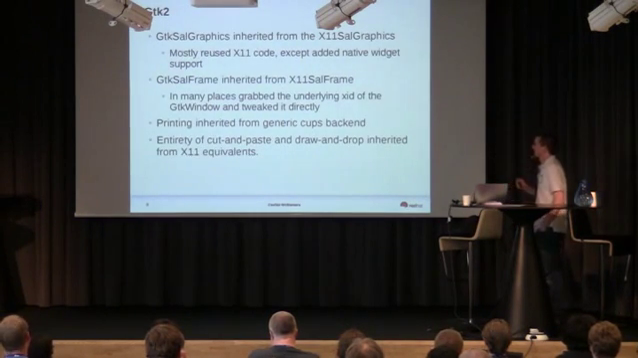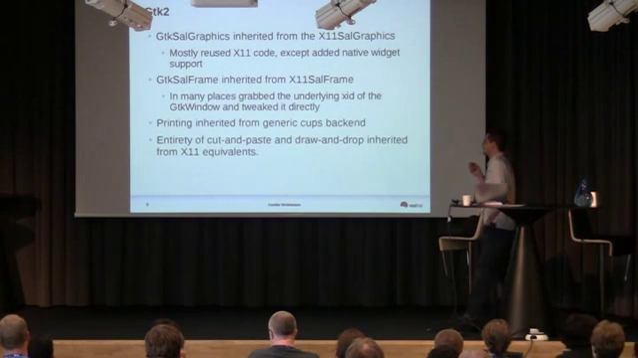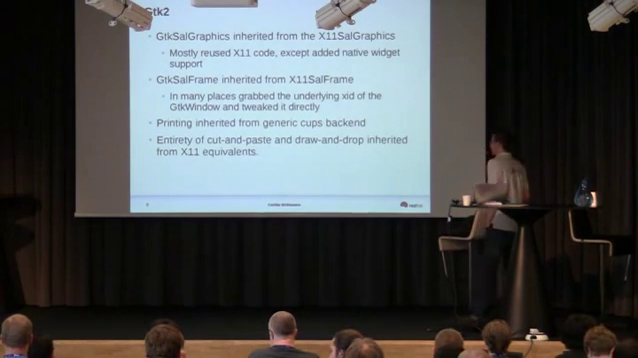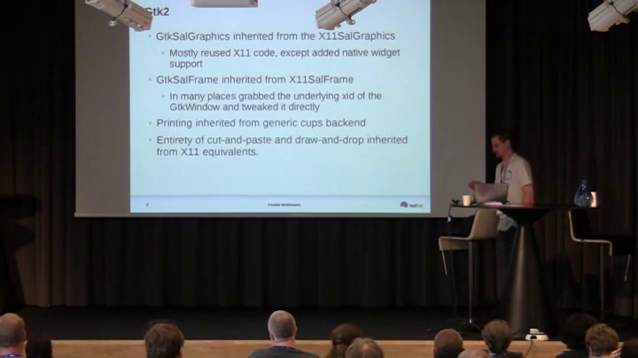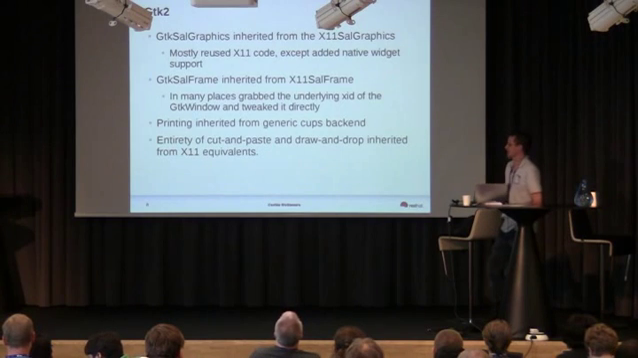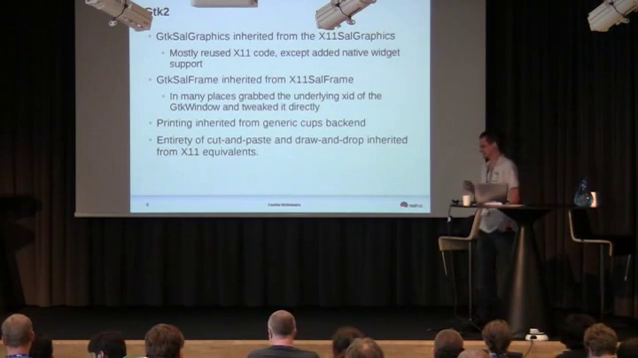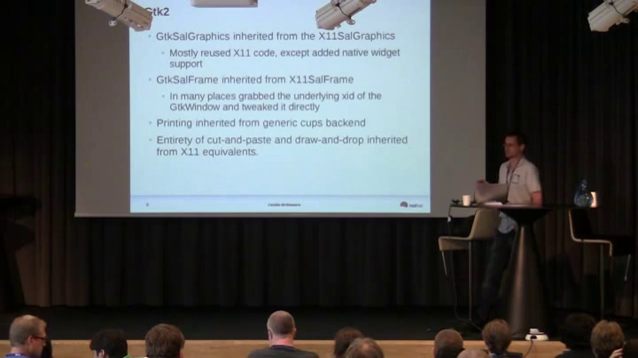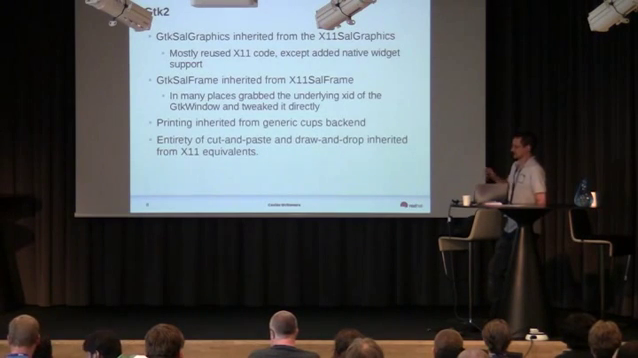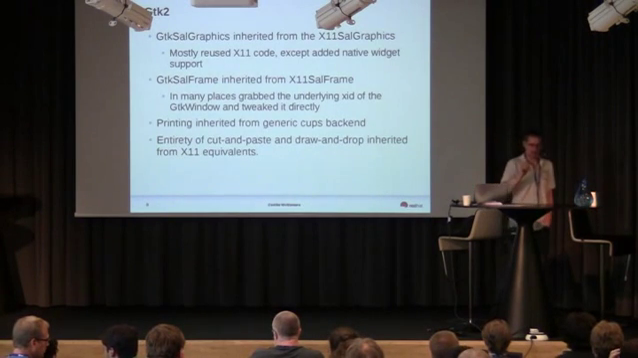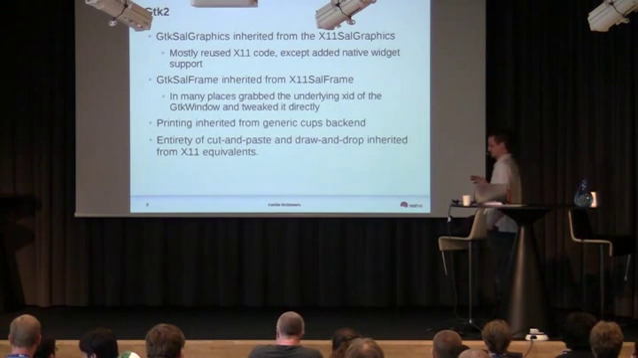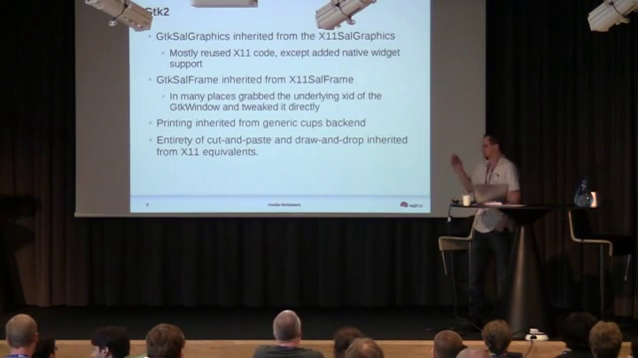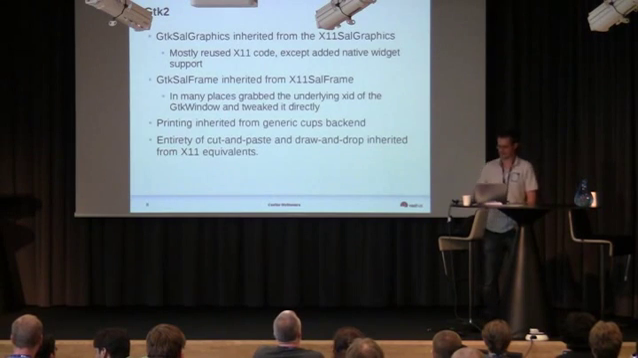That's what we have here. So we inherit from the X11 style frame for GTK1 and so on. A lot of places, as I said, we just take the underlying XID of the X version and we just do all the tweaks to it manually. Printing, we just use the generic CUPS backend, which we reuse mostly on Linux and on Mac. And the entirety of the cut and paste and the drag and drop stuff we have is all the X11 one. So even on the GTK2 port, a lot of what we're doing is all X11 based.